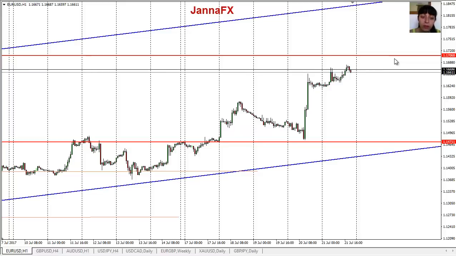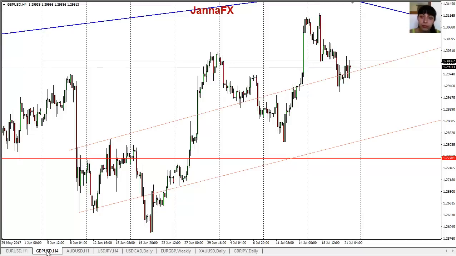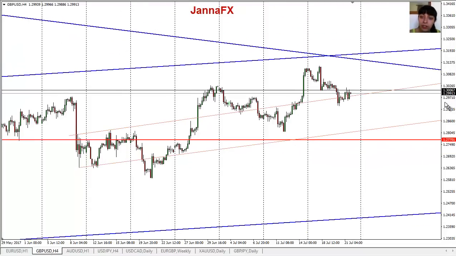So that's all my thoughts for euro dollar. That's what I would be looking for. It's always mostly the same, waiting for any types of consolidations.